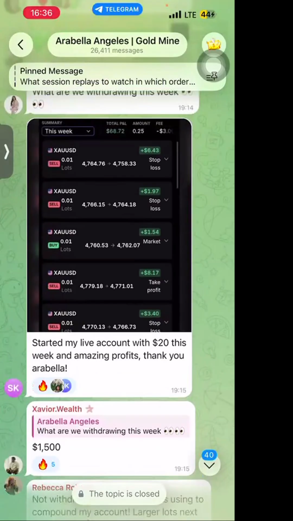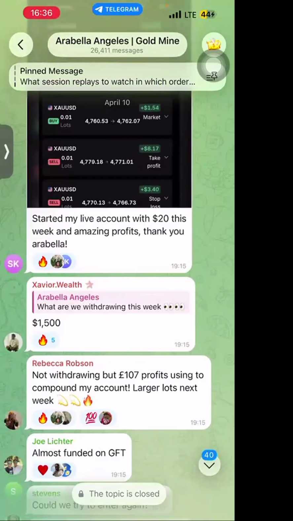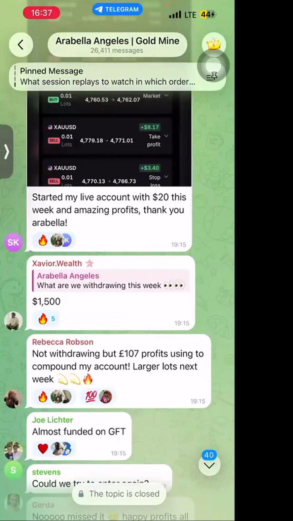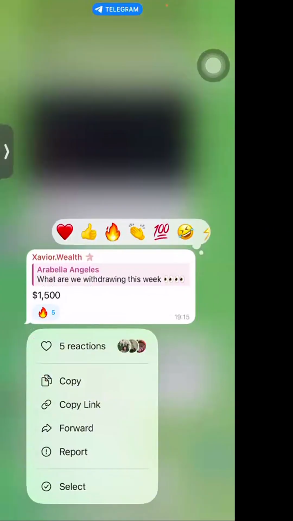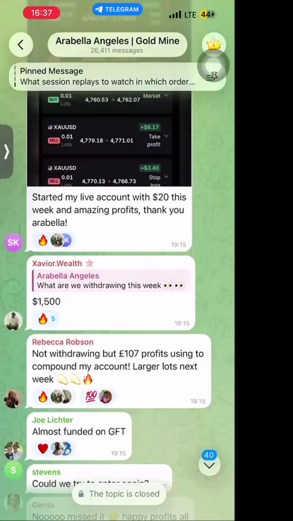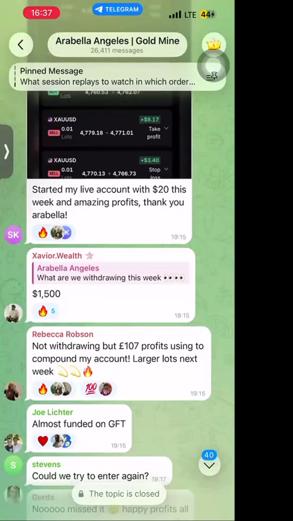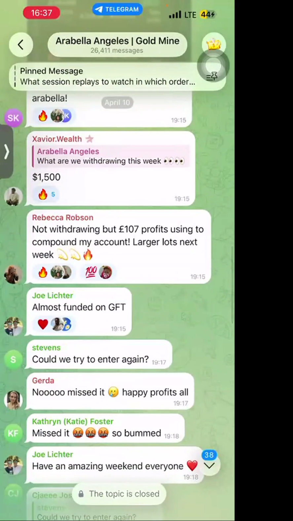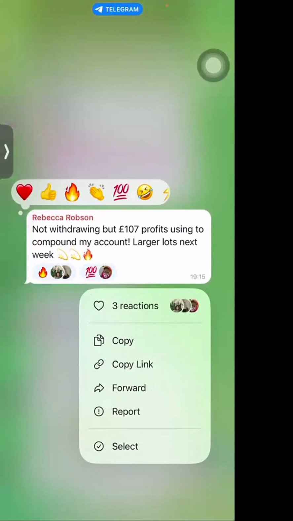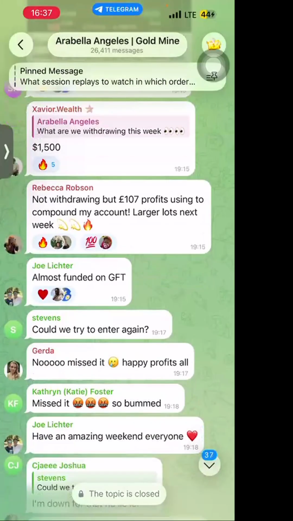$68 in profit, right? Then you can see some people are replying to her, what are we withdrawing this week? This person said $1,500. So this was on Friday. So this person has made up to $1,500. You can see this person said, I'm not withdrawing, but my £107 profit is used to compound my account. So larger lots next week. So the person is planning on making profit next week.